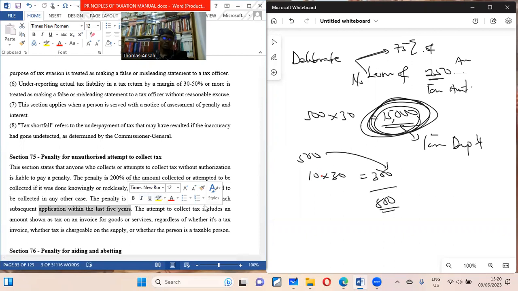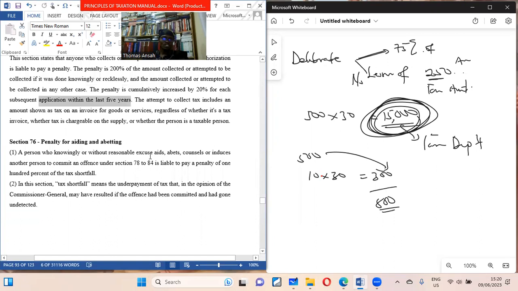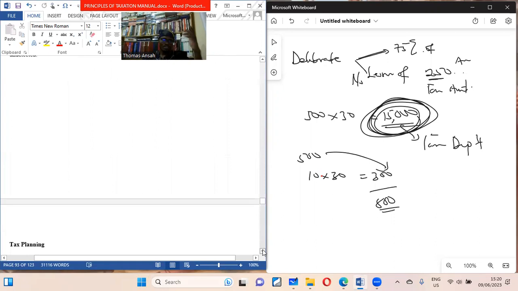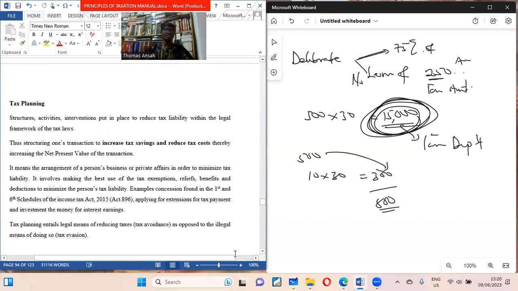Aiding and abetment: a person who knowingly aids or abets pays 100% of that shortfall. So take note of that. But the key ones you are supposed to take note of are the ones at the top. Let's close this class with a short issue on tax planning.